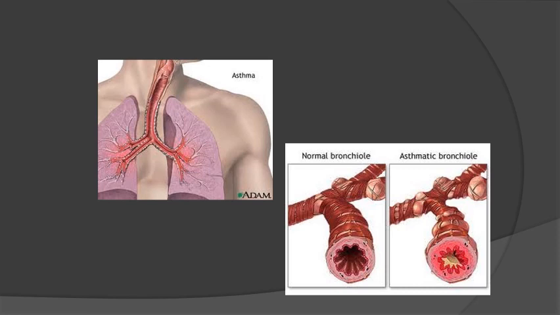Again, just from a visual perspective, this shows what goes on with asthma. You get that constriction of the bronchioles, a lot of inflammation and edema, and mucus formation, which again makes the airway much more narrow than normal.